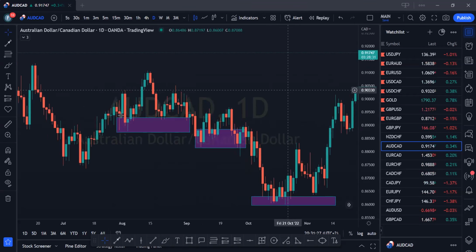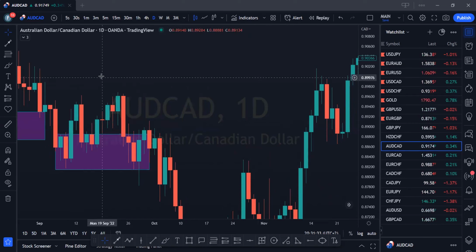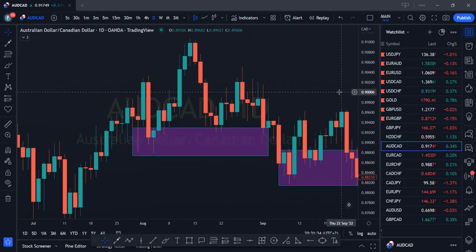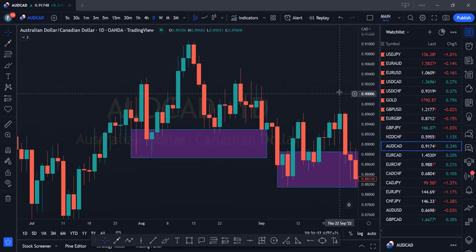So over here, what do we see? Let's make this bigger. Again, we are just doing this to explain how support works. Generally, we are not going into intricate details as to how to use it to take entries. We are just explaining what a support is and what resistance is and how prices react at a support zone or resistance zone.